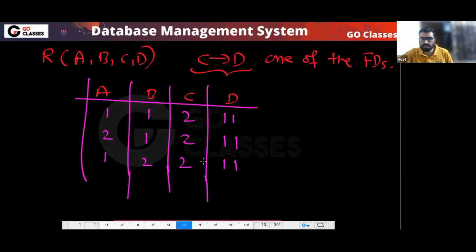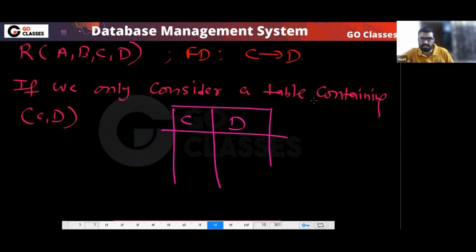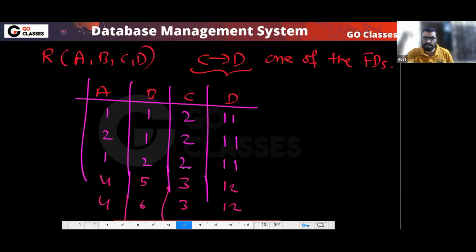So you can notice here, if you take only this table, 2 is mapping to 11, 2 is mapping to 11, 2 is mapping to 11. Now if I only project C comma D, for example, let us assume 3 maps to 12, so let's assume this table you have. This is your relation R, and in this relation this is one of the possible FDs.